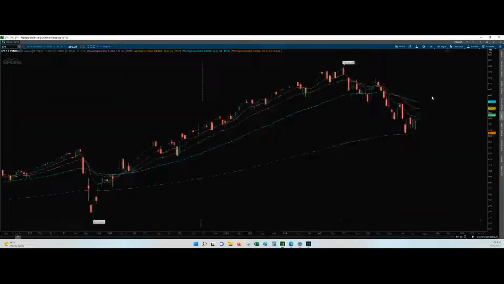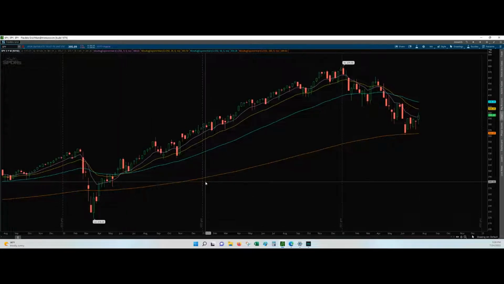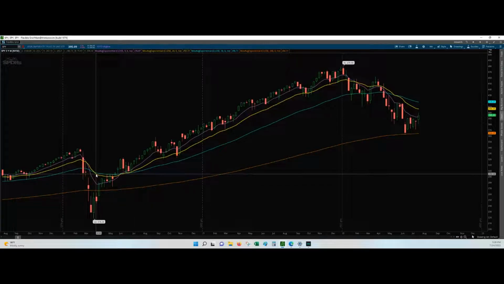Now I want to zoom out to the weekly chart. Let's see, 3-year weekly chart. So we can see here for the 3 years for SPY, it has been above the 200 moving average with the exception of this 2020 dip. You can see the price dipped below the 200 moving average. The 9 moving average and the 20 moving average dipped below the 50 moving average.